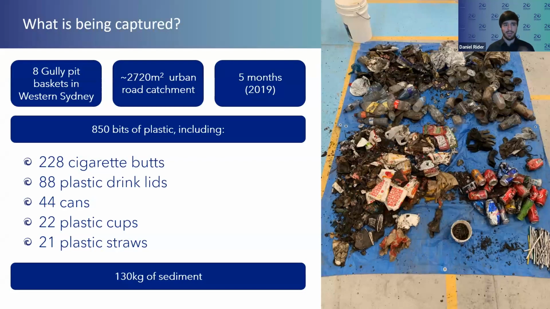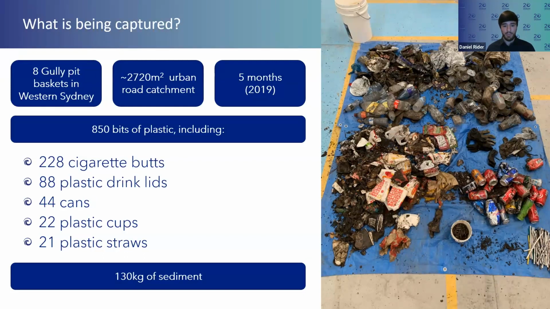In terms of providing some statistics around pollution, we did a bit of analysis in 2019 for a 5-month period, looking at 8 gully pit baskets in Western Sydney of an urban road catchment of 2,720 meters squared. And in this, we found 850 bits of plastic. This included cigarette butts, cans, plastic bottles, straws, all those sorts of things that you can see on the screen right now. But also 130 kilograms of sediment was found in those gully pit baskets as well.